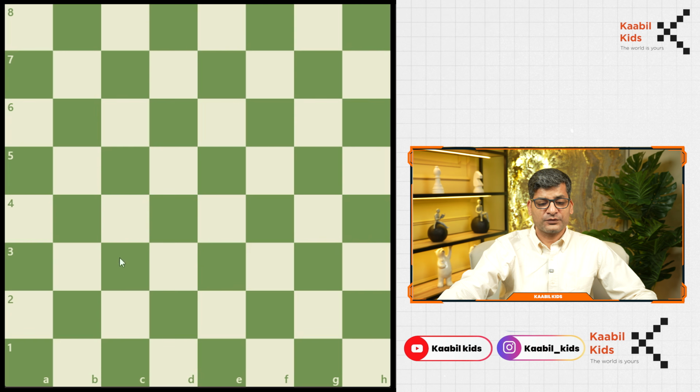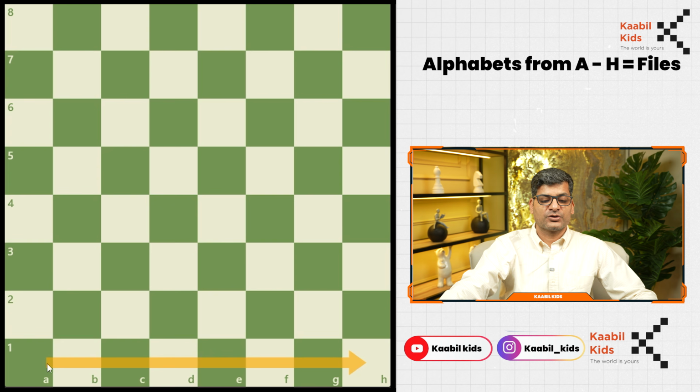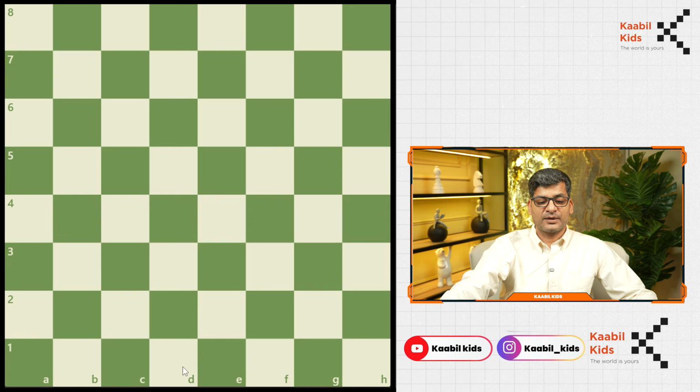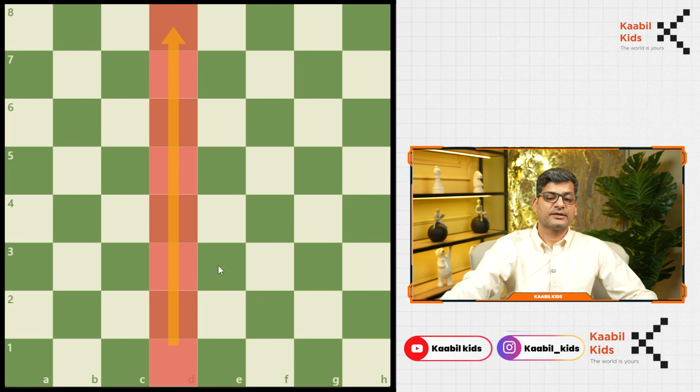So first of all, if you notice, can you see these alphabets from A to H? These are known as files. Okay, so let's try to understand what a file is. A file is more of a standing line. So for example, if we want to know which is the D file, the standing line, this is the D file, and if you count the number of squares, there are 1, 2, 3, 4, 5, 6, 7, 8. 8 squares in the D file.